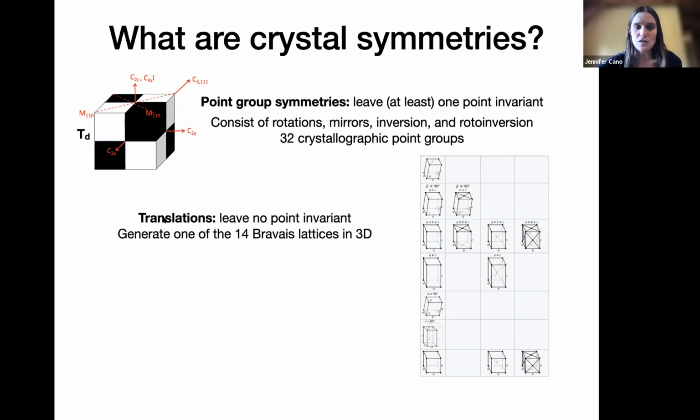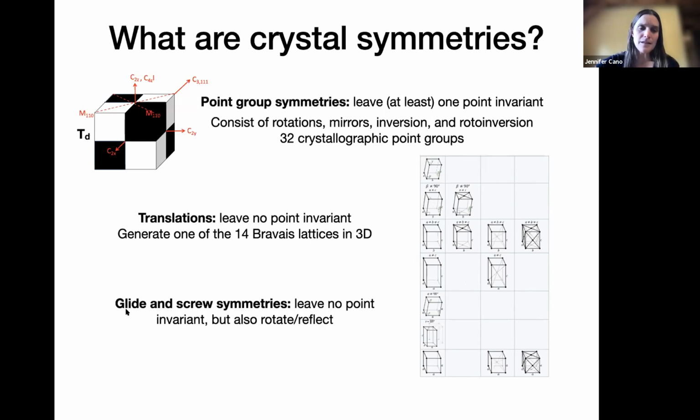Then there are translation symmetries. Once we have these point groups, which define a unit cell, we translate them around to get a crystal. And the translation symmetries can generate the Bravais lattices in 3D. So these are all the possible Bravais lattices that you can have.